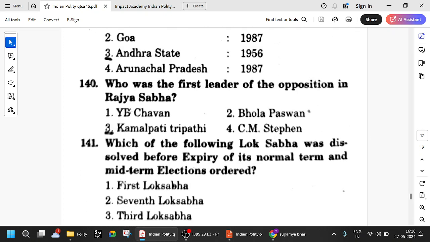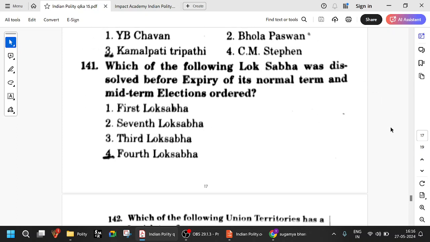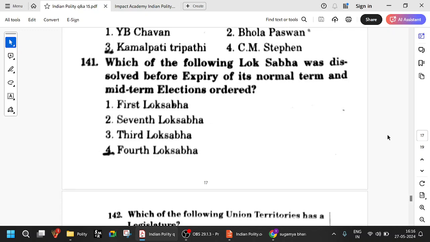Who was the first leader of the opposition in Rajya Sabha? Kamal Pati Tripathi. I don't think they will ask such a question. Anyway. Which of the following Lok Sabhas was dissolved before expiry of its normal term, with midterm elections? The fourth Lok Sabha. Fine.